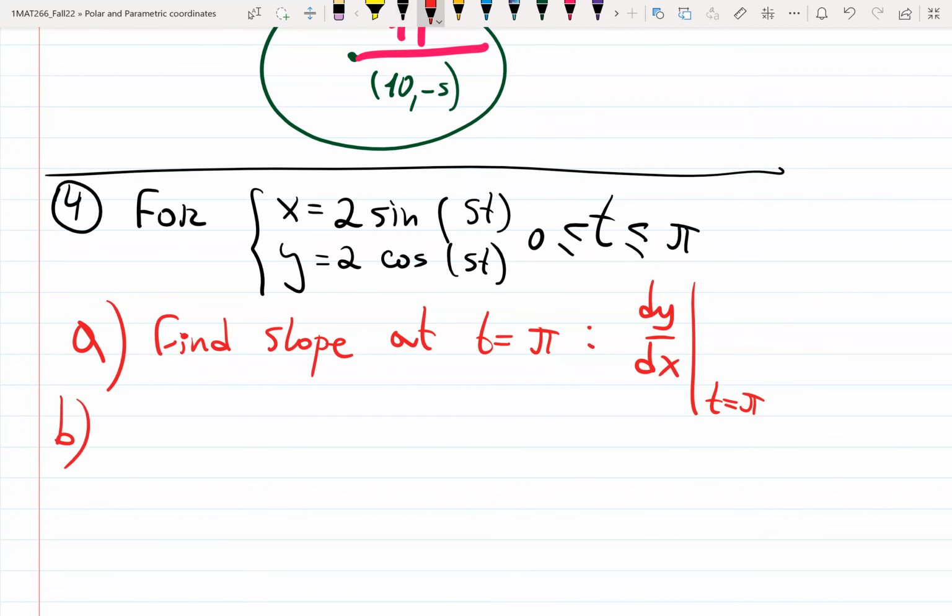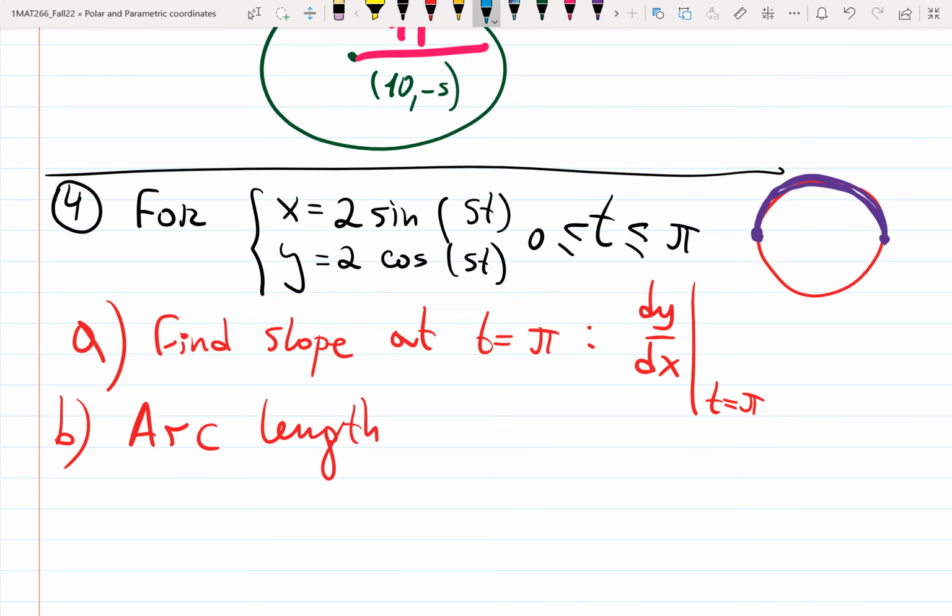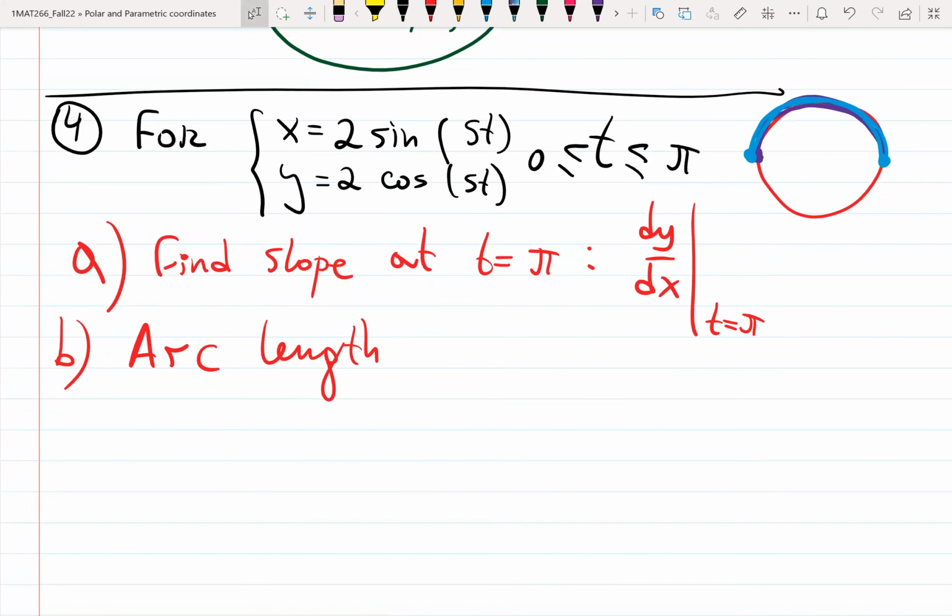And B, well, what if I want to see? So this is a circle, right? But at some point, we stop. At 0 to pi, we'll decide to go only halfway through, instead of 0 to 2 pi. So I want to find arc length. So how long this path took me to go? Arc length, or the length of the curve. So if that was a person walking, I want to know how many miles was that, right? Or the length of the rope. So let's find it. Solution.